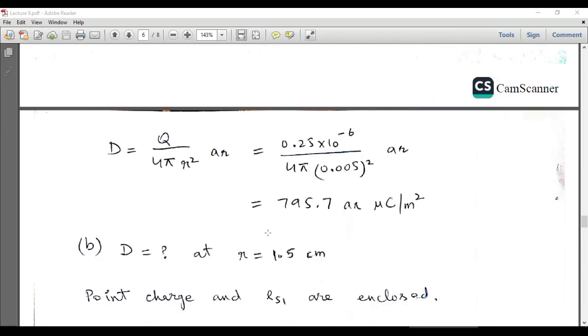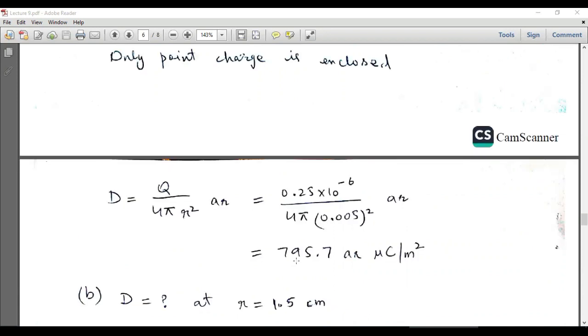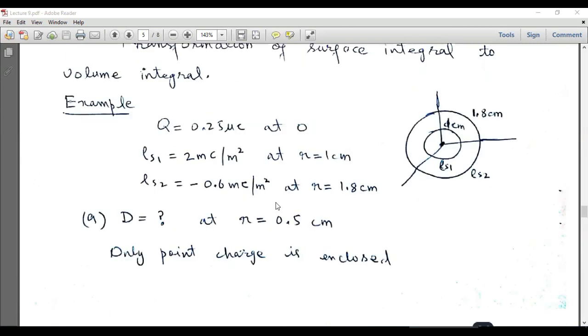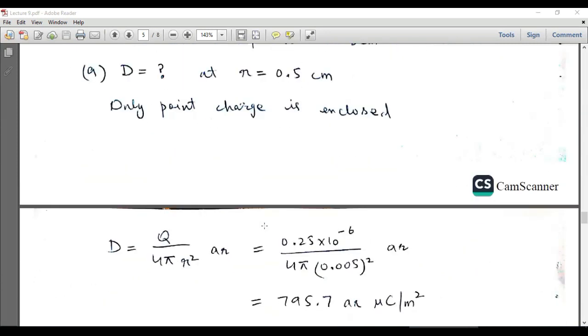In the second part, the density has to be calculated at r is equal to 1.5 centimeters. So this surface will be lying somewhere over here because its radius is greater than 1 and smaller than 1.8. Now this point charge and this surface charge is actually enclosed within this surface. So first we have to calculate the total charge within this spherical surface. So first charge is a point charge and second is actually the surface charge, and this surface charge density has to be converted to the total charge. Then we can calculate the density.